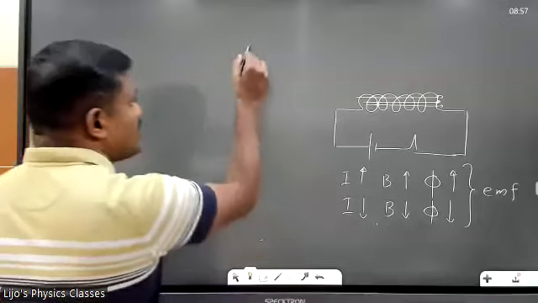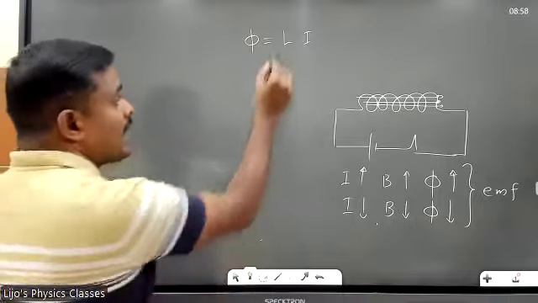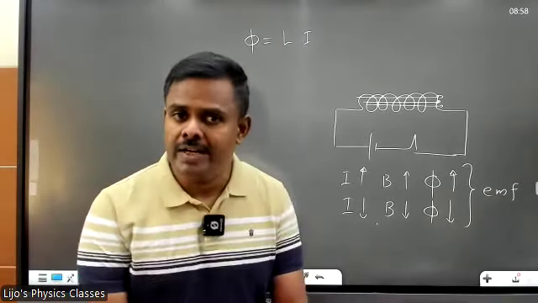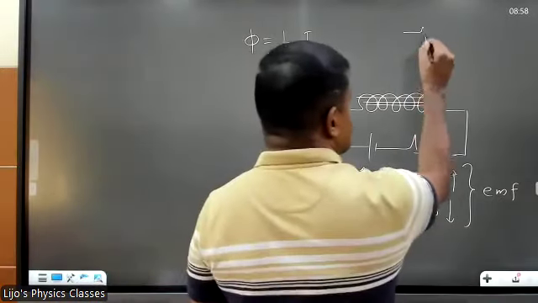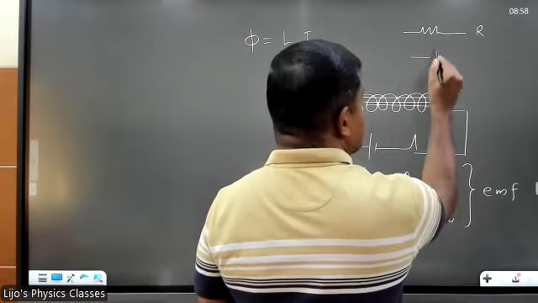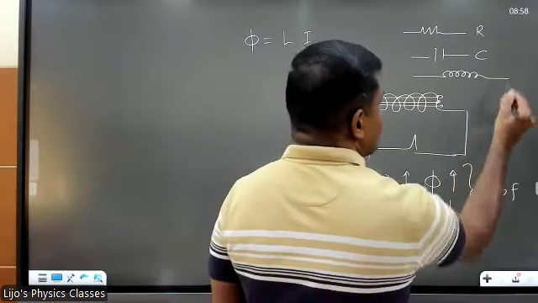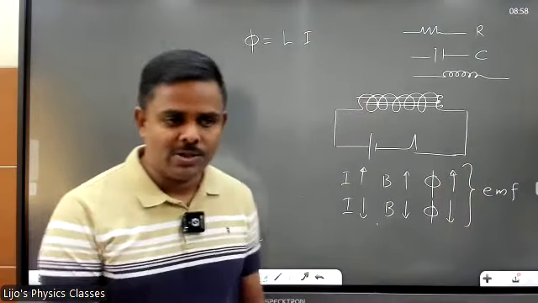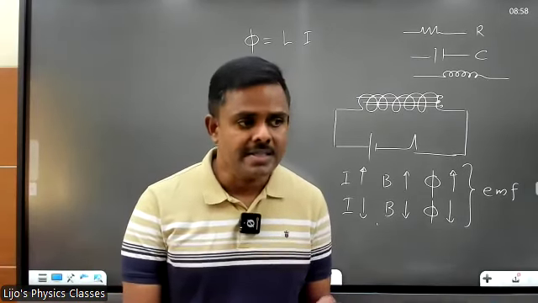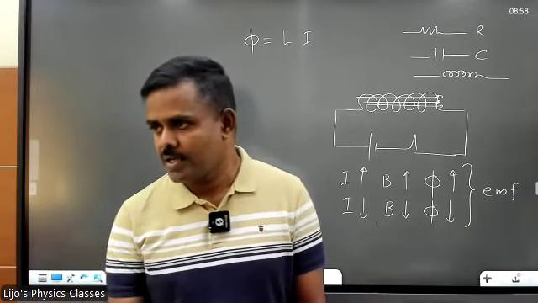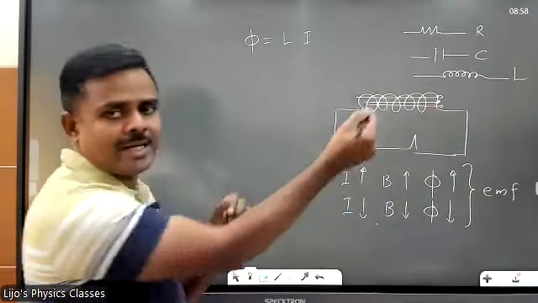We even wrote an equation for this. Flux is given by L into I. L is called self-inductance. A resistor has a resistance. A capacitor has a capacitance. Similarly, when you have an inductor, it is said to have an inductance. It is also called the coefficient of self-induction, or self-inductance of a coil, which is denoted by the letter L.